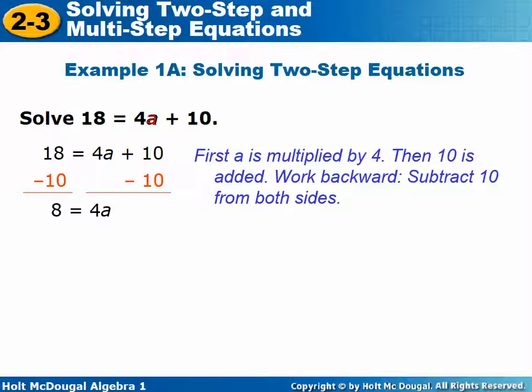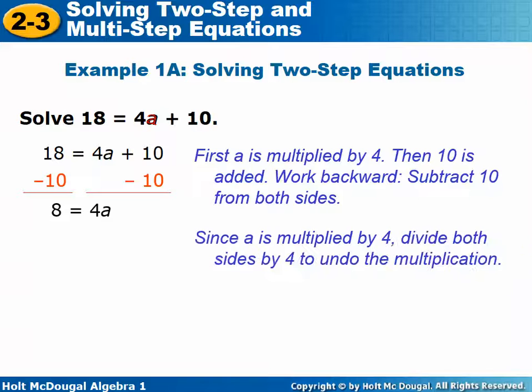It's just 8 equals 4 times a. So now we need to undo the multiplying by 4. And the opposite of multiplying by 4 is dividing by 4. So we divide both sides by 4, and we get that a is equal to 2.